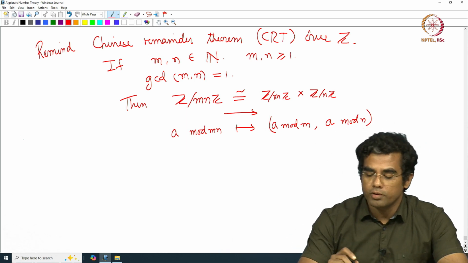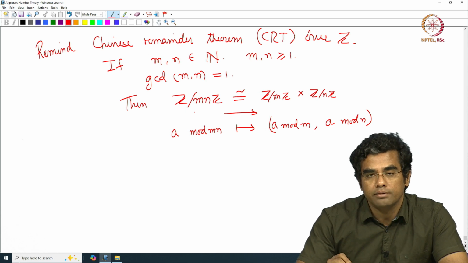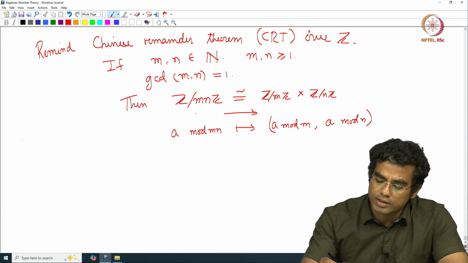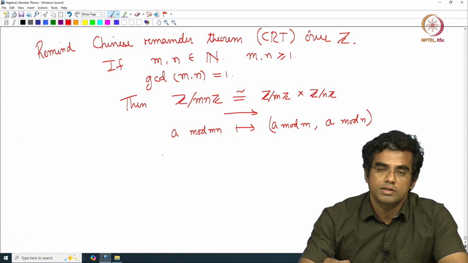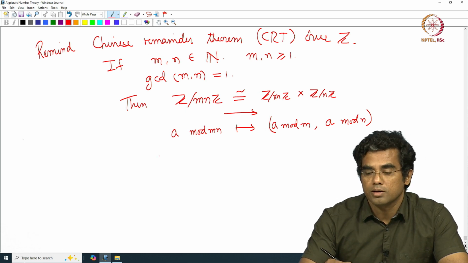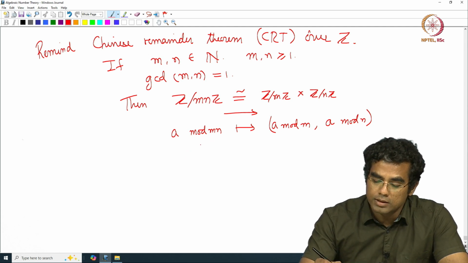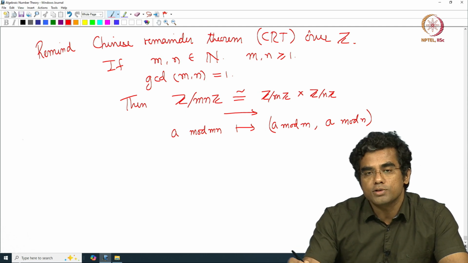Okay. So, there are two things to prove about this map. First, that it is injective, and second, that it is surjective. How do we show that it is injective? Well, if an integer is divisible by M and it is divisible by N, then it is also divisible by the least common multiple of M and N, and the least common multiple of M and N in this case is MN, because GCD of M and N is 1. Right. So, that is why this map is injective.